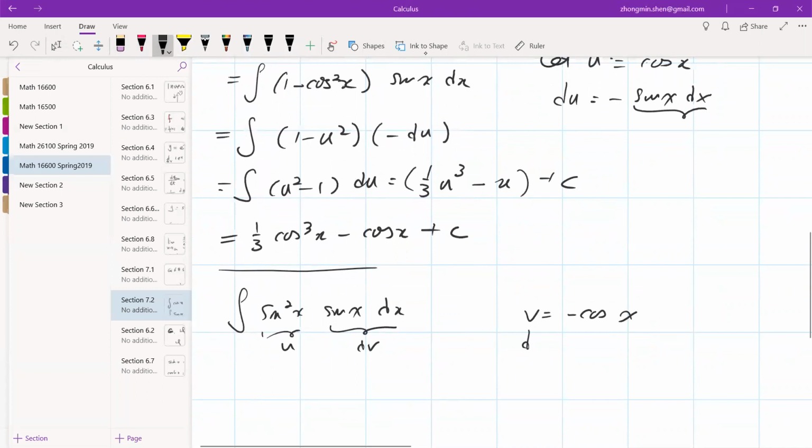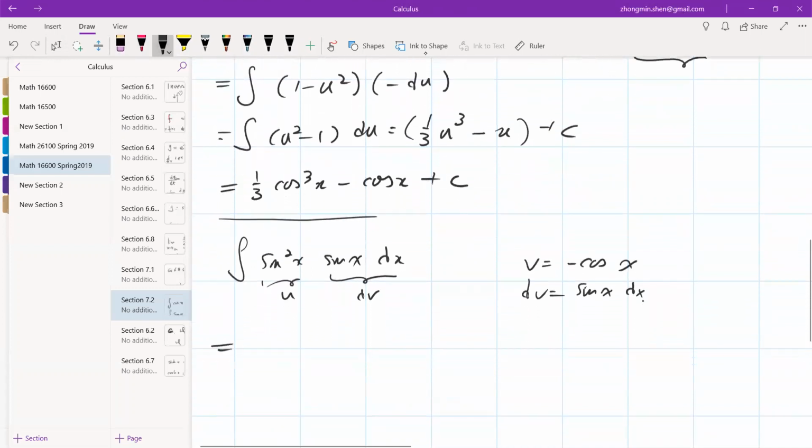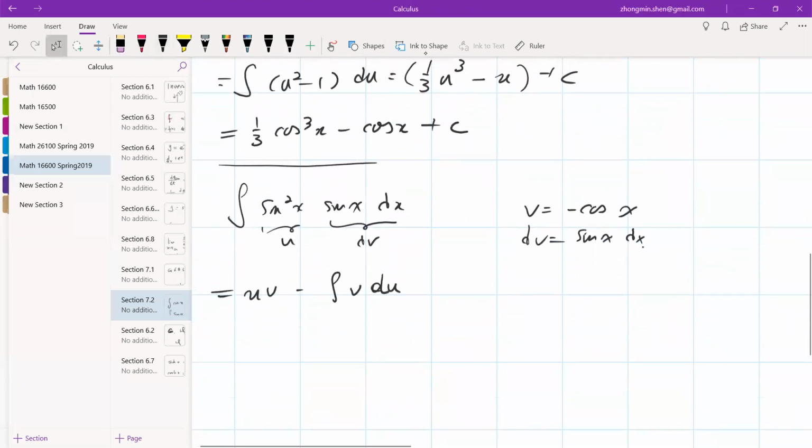All right, so dv equals sine x dx. So the entire derivative is going to be uv minus the integral of v du. Let's try this. That's going to be negative sine squared x cosine x. The negative becomes positive here because negative v is going to be positive cosine x, du.